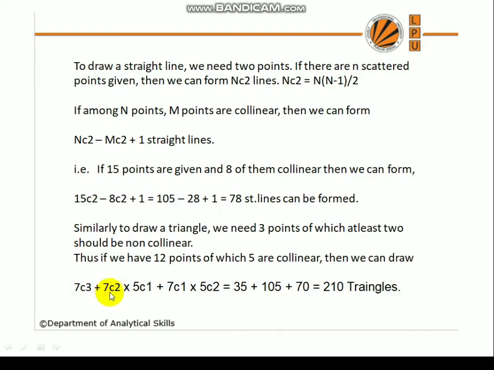Next, 2 scattered points and 1 collinear point. That is 7C2 into 5C1. Third case, 1 scattered point and 2 collinear points. That is 7C1 into 5C2. As a result, we get 35 plus 105 plus 70, which is equal to 210 triangles that can be formed.